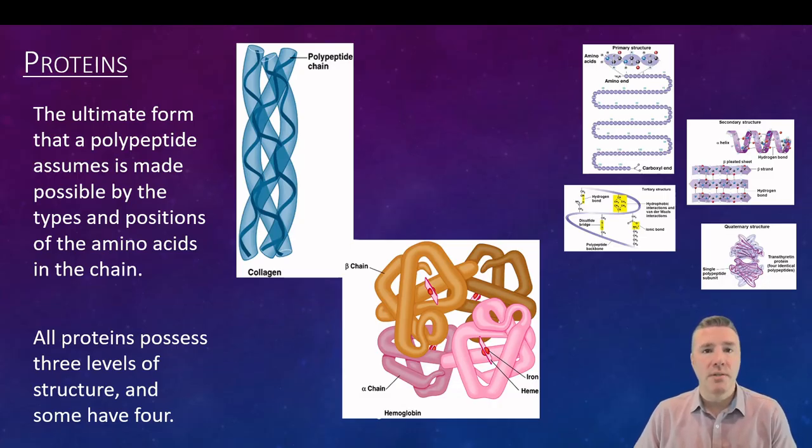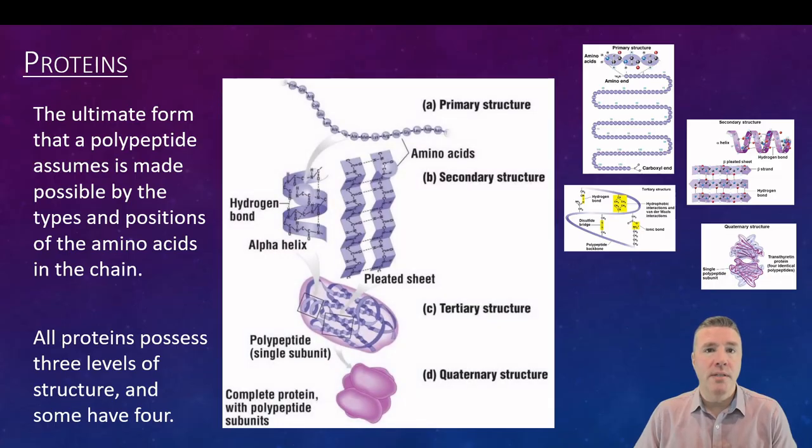So to summarize, primary structure is a chain of amino acids. Secondary structure involves interaction among the backbone. Tertiary structure involves interaction between R groups, and quaternary structure, if present, is the result of multiple polypeptides associating together.